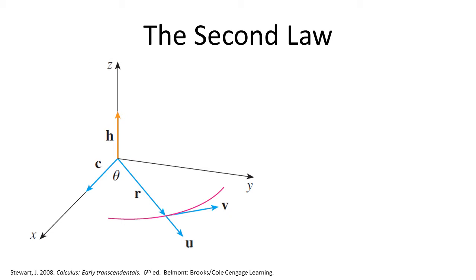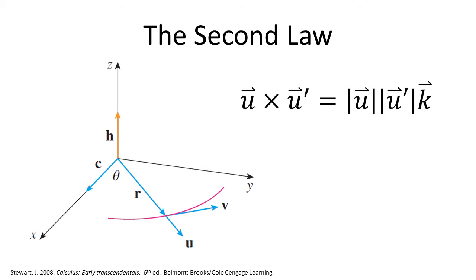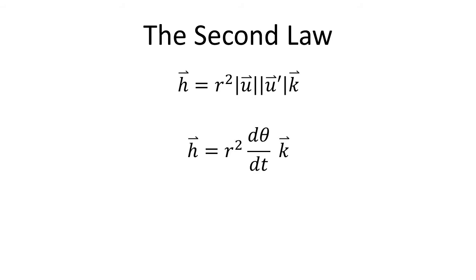It is also necessary to determine a direction. From the diagram, you can see that u and u prime lie in the xy plane. The cross product of two vectors is a perpendicular vector, so the cross product of u and u prime must point in the z direction. This is represented by multiplying by k, a unit vector in the z direction. Knowing the cross product of u and u prime allows this expression for h to be constructed.